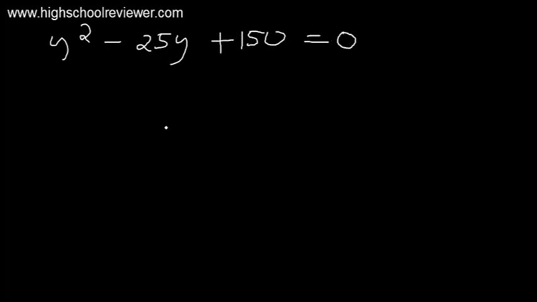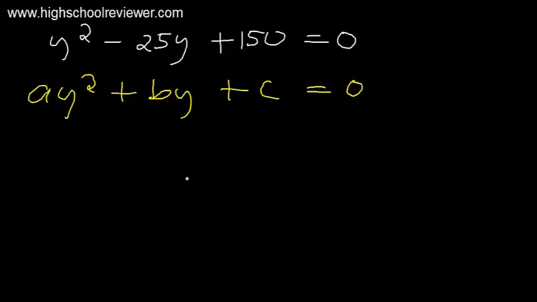Solving quadratic equations by quadratic formula. Our next problem will be y squared minus 25y plus 150 equals 0. So this is a quadratic equation, and it is of the form ay squared plus by plus c equals 0. Let us now identify the values for a, for b, and for c.